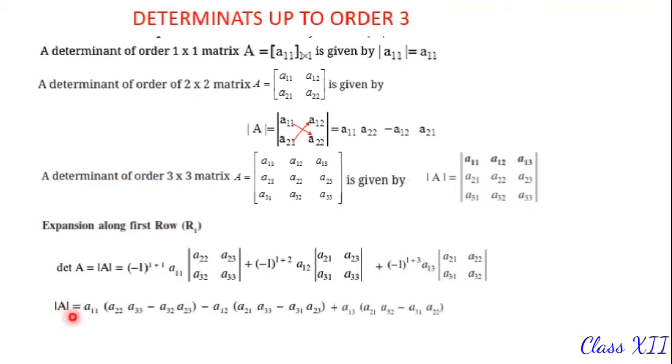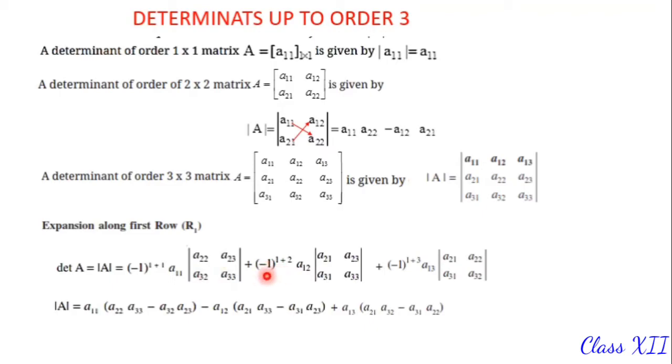Therefore, determinant A is equal to (minus 1) to the power 1 plus 1. That is (minus 1) squared, which is plus 1, so no need to write it. A11 into this 2 by 2 determinant, we know how to expand it. Diagonal-wise we multiply and subtract: A22 into A33 minus A32 into A23.